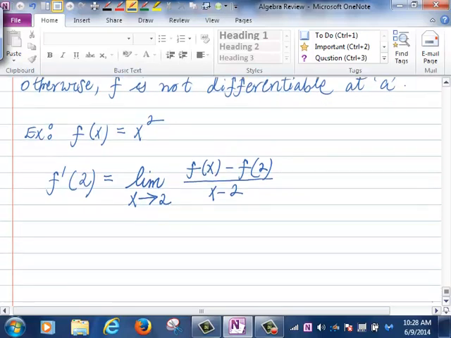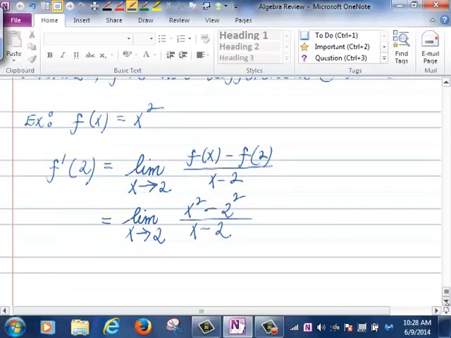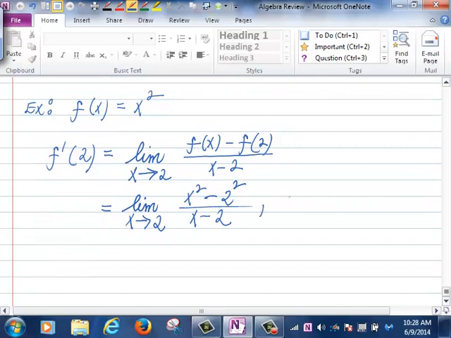And what is that equal to? Well, we need to compute this limit. If you know how to compute limits by now, then you know what to do here. So this would be f of x is x squared, and then what is f of 2? F of 2 is 2 squared, right? Divided by x minus 2. And now if I plug in 2, what do I get? If I plug in 2, I get 0 divided by 0, right? So if I get 0 divided by 0, what was the trick? Factor out, cancel out, right?